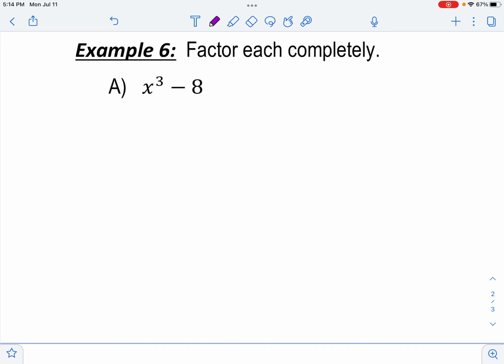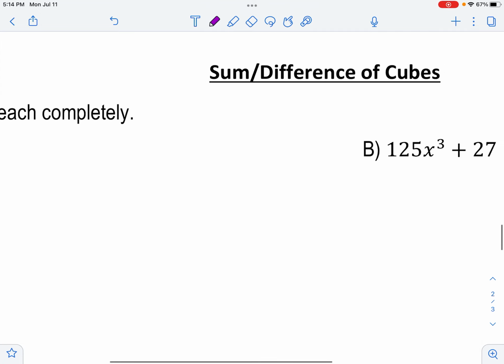So now I'm going to check to see if it's a difference of squares. It's a difference, but x cubed is not a square, and neither is 8. But what you should notice is that x cubed is a cube, and 8 is also a cube. So what this actually is, is a difference of cubes.